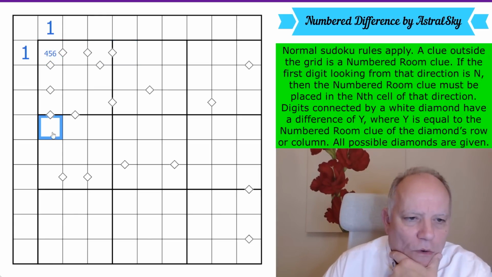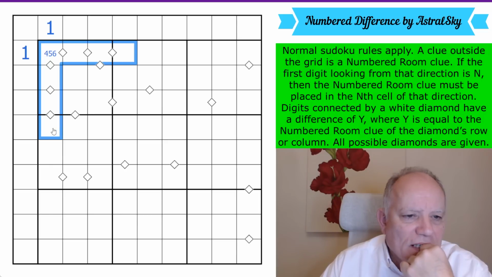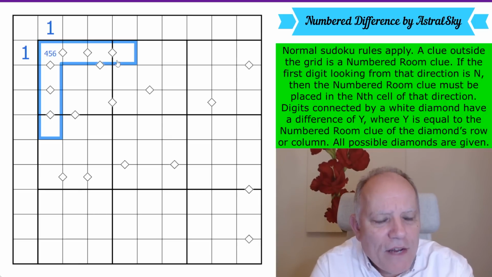And now we can go 1, 2, 3, 4, 5, 6, 7. Or 9, 8, 7, 6, 5, 4, 3, and various other permutations. I don't even really want to mark in.